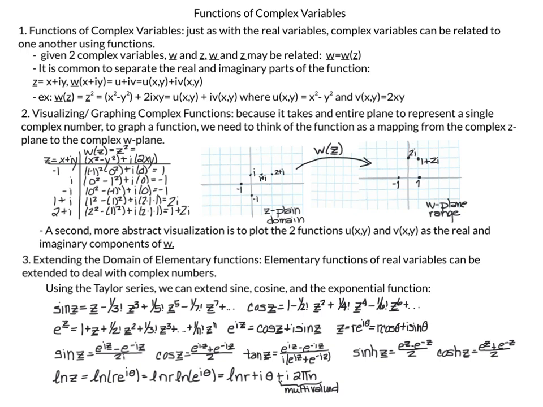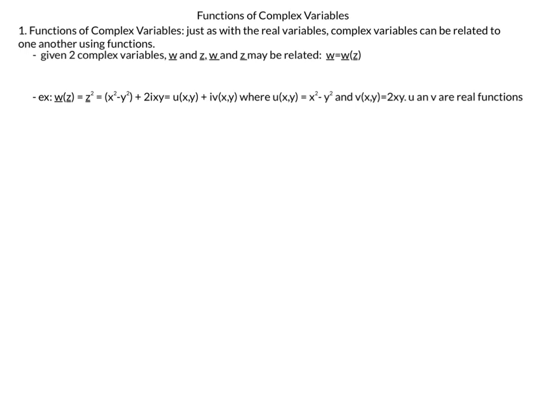So now we're ready to start back up and take a closer look at functions of complex variables. As we had said, as with real variables, complex variables can be related to one another using a function. So if we have a complex variable w and a complex variable z, it may be that w and z are related. In other words, w can be written as a function of our complex number z. The example we are going to use is w of z is equal to z squared. So w is related to z by being the square of z.